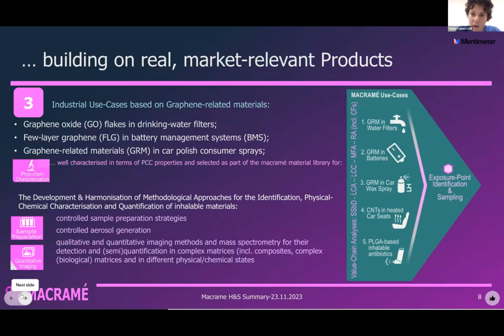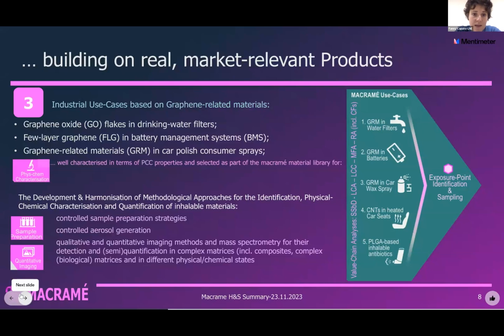In particular, we are working on, for example, graphene oxide that is included in hollow fibers that are used as filters in drinking water, or few-layer graphenes that are used in the layer covering battery management systems, or, for example, graphene-related materials that are included in sprays from consumer products.